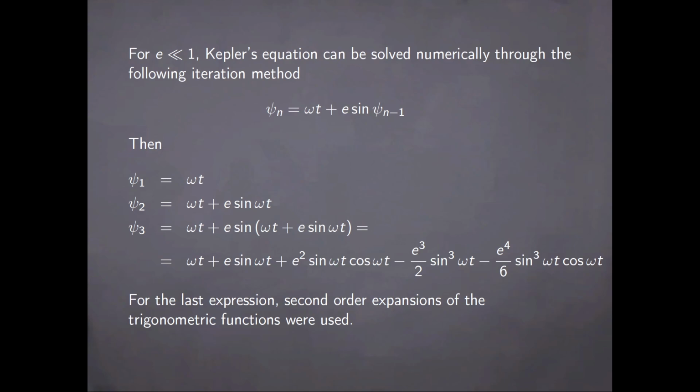And into third order, we would have to take this expression, the mean anomaly plus e times the sine of the previous result. And in order to work things out, we need to use trigonometric identities to expand the sine, but furthermore, we need then to use second order expansions of the trigonometric functions themselves in order to obtain the result here. So you see it goes up to the fourth order in the eccentricity for the third order in the eccentric anomaly.